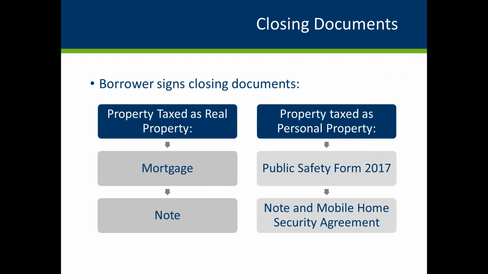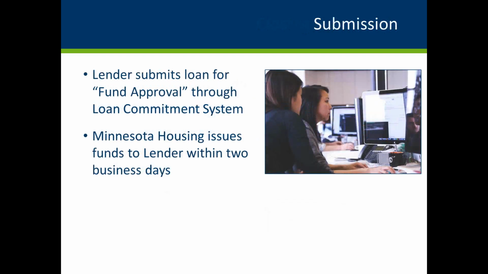The borrowers have a right of rescission period in which they have the right to cancel the loan within 3 days after signing before the loan is funded. After the 3-day right of rescission period ends, the lender can log onto the commitment system, enter the closing date and other required data, and submit the loan for fund approval. Within 2 business days, Minnesota Housing will issue 100% of the funds to pay the lender for the program loan, as well as the administrative fees.